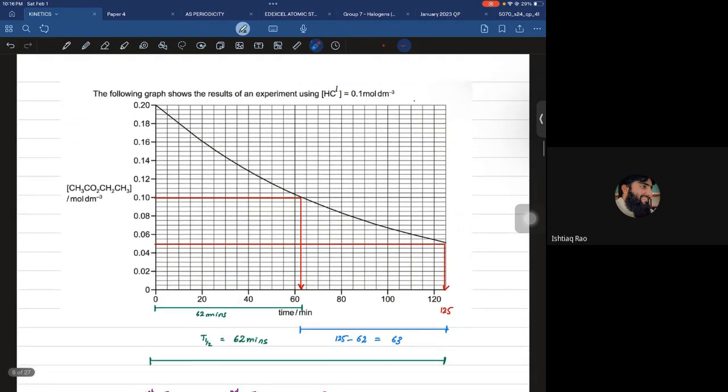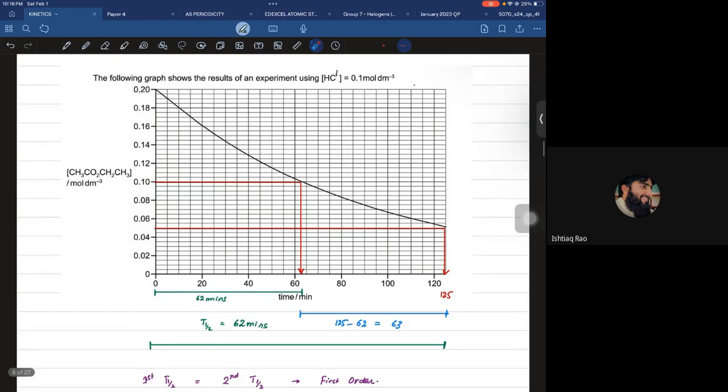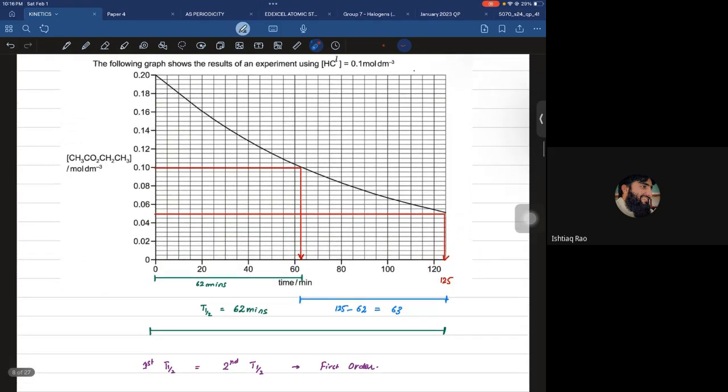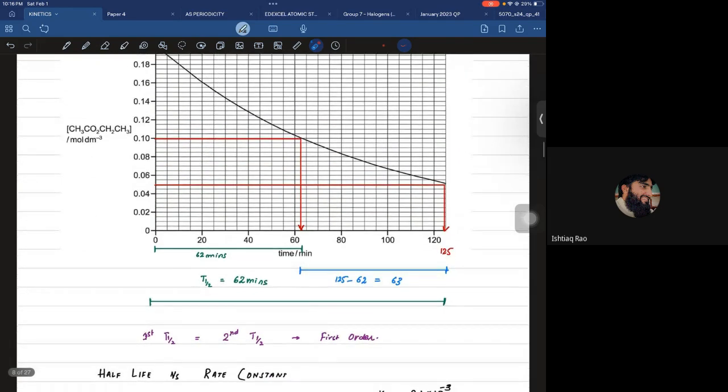So this is half of 0.2, and I have taken the time, that is 62 minutes, sorry. Then half of 0.1 is 0.05. So the time at which the concentration becomes half again is 125 minutes. I'm going to subtract so that I can get the second half life, that is 63. The first half life was 62 and this is 63, almost the same.